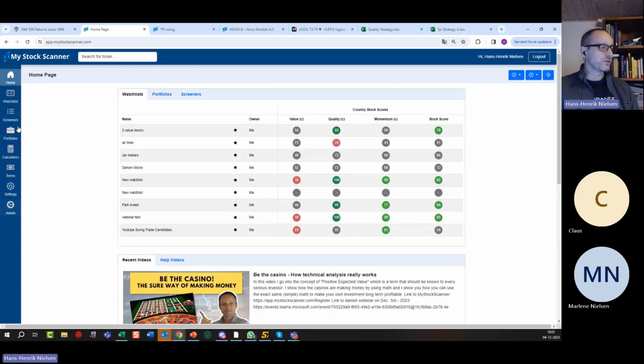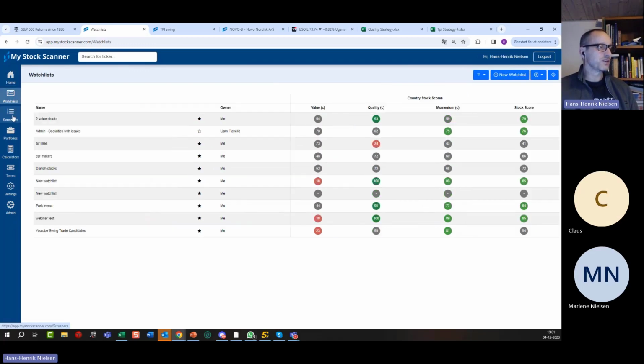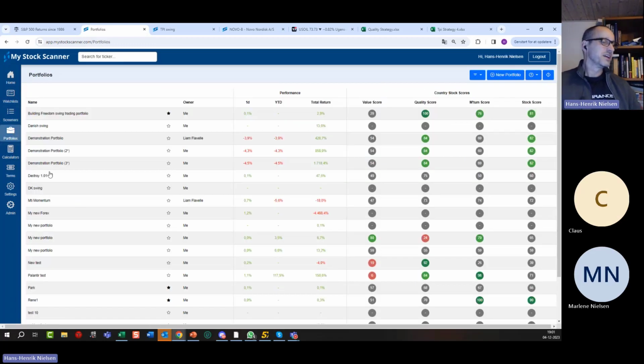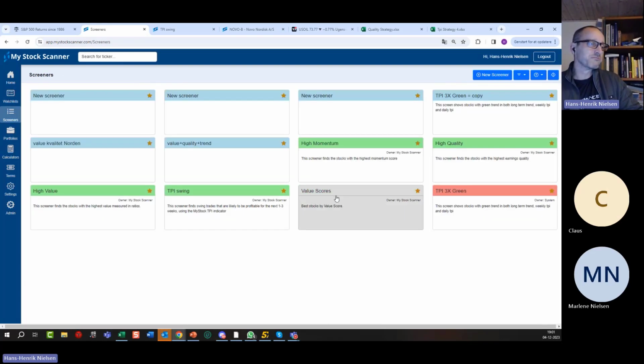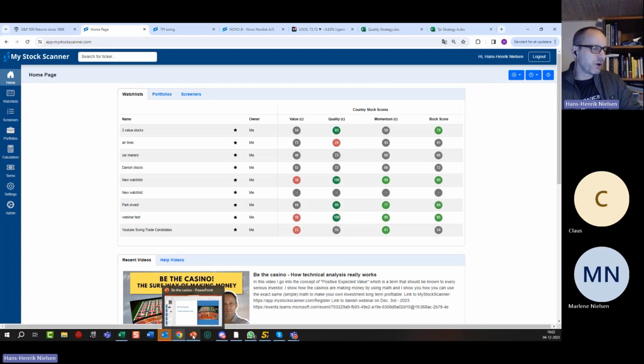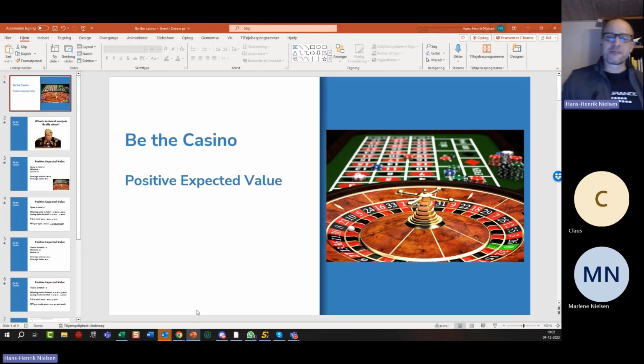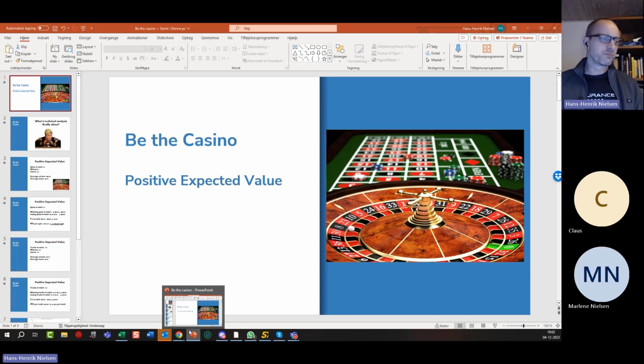Out to the left here, if you don't know the software, you can go through all the different items in the menu. And today, as I said, we will be focusing mostly on a single screener called the TPI Swing. But first of all, I will just pop into a slideshow that I did just lately on the Building Freedom channel. It was called Be the Casino, and I'll just take a couple of nuggets from there tonight, because that is quite important about the topic tonight, because we're going to have a look at the TPI indicator.